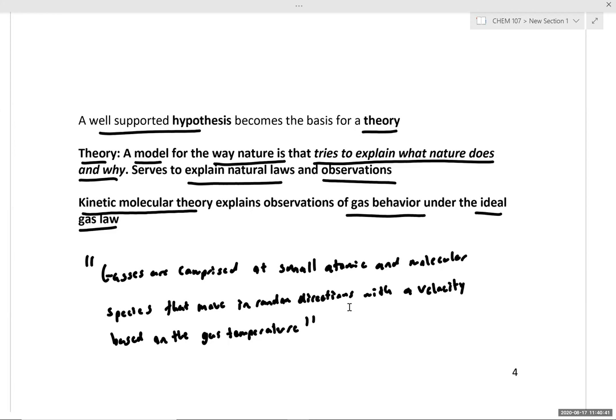Don't worry about the specific example. It's more just to showcase this idea of how we can go from observations, we can take a series of observations and look at a law. We can also try to explain our observations using a hypothesis. And once we've collected a large amount of experimental data, we can begin to propose a theory, which is a model that helps explain the natural laws and observations.